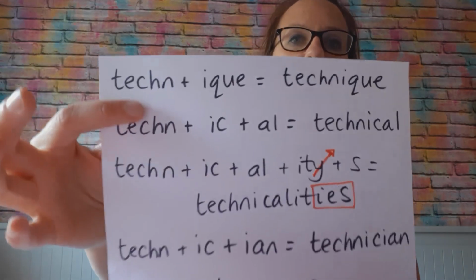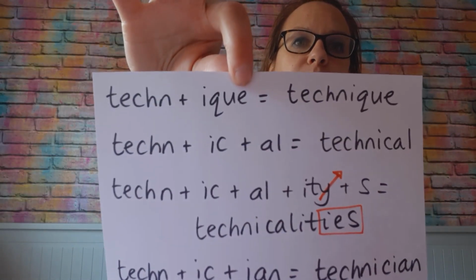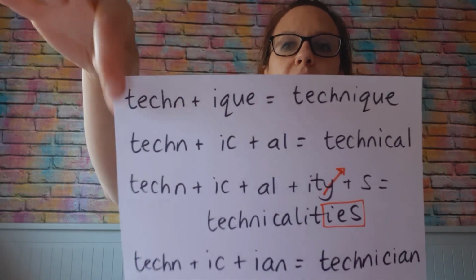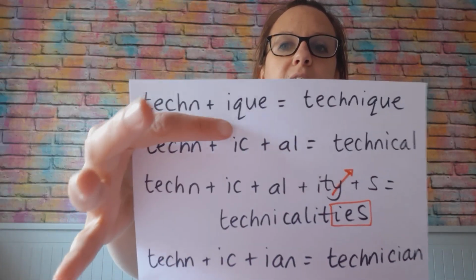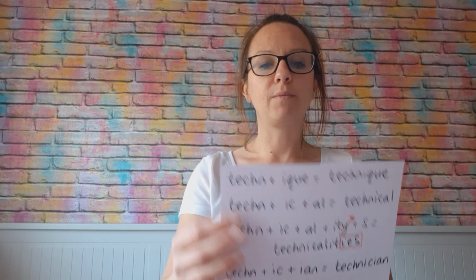So our first word we've got here is technique. Now this is all around how you do something, and ique is a French ending. Technique relates to how you do that craft. So if you've got a really good technique, it means you're very skillful at it, and that's a noun.